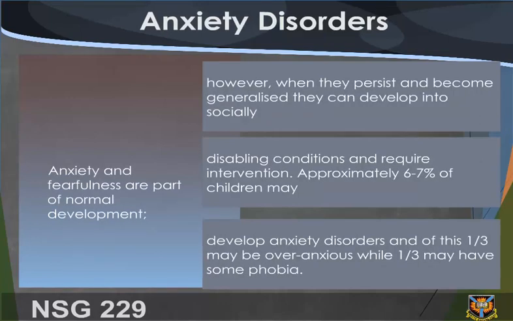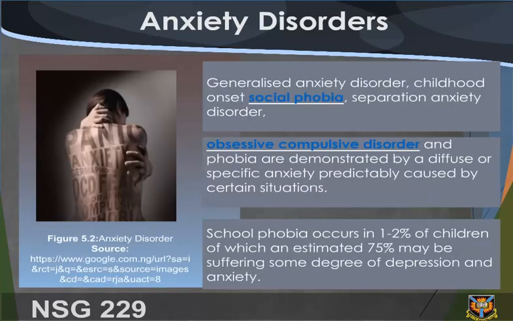Anxiety disorders. Anxiety and fearfulness are part of normal development. However, when they persist and become generalized, they can develop into socially disabling conditions and require intervention. Approximately 6 to 7% of children may develop anxiety disorders, and of these, 1 to 3% may be over-anxious, while 1 to 3% may have some phobia.